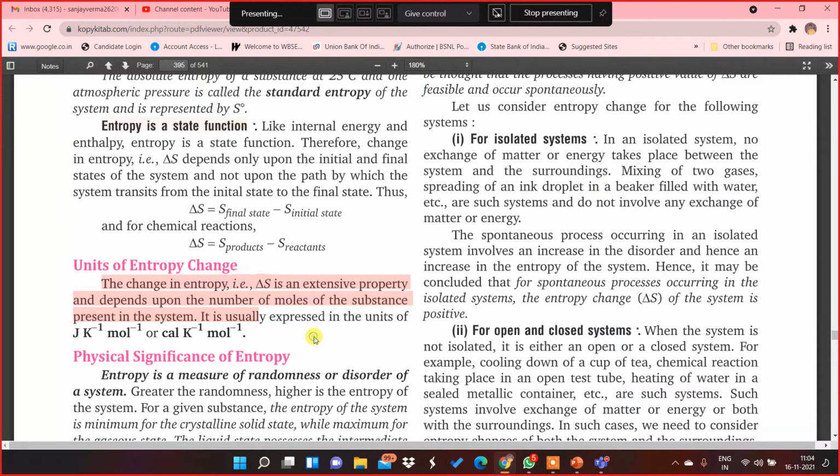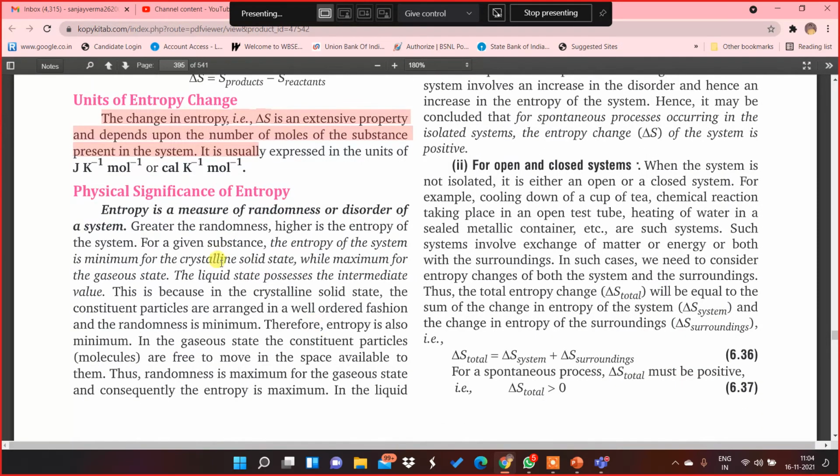Now, after this, what is the physical significance of entropy? Let us see. We already know entropy is a measure of randomness or disorder of a system. Greater the randomness, higher is the entropy of the system. For a given substance, the entropy of the system is minimum for the crystalline solid state, while it is maximum for the gaseous state. The liquid state possesses the intermediate value.